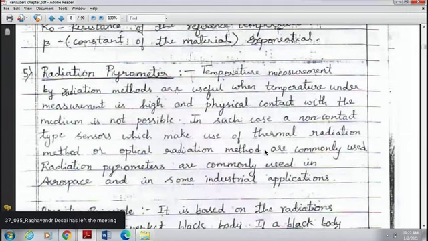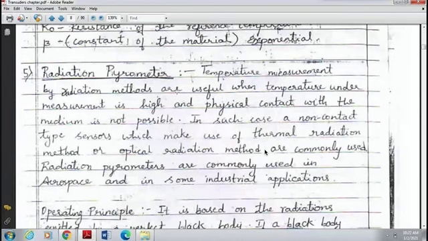So what happens, when high temperature ranges are there, you cannot touch it directly, or you cannot go inside that medium, or inside that room wherever the temperature is of very high ranges. So in those cases you can use this radiation pyrometer instrument. Okay, so in such cases a non-contact type of sensors which make use of the thermal radiation method or optical radiation methods are commonly used.